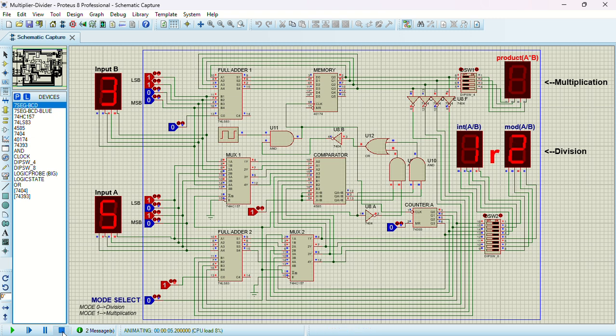Let's try another example. Let's just say, okay, 6 divided by 3. Again, 6 divided by 3, we know that is what? 2 remainder what? 0. Let's try 6 divided by 2. It's going to be 3 remainder 0.